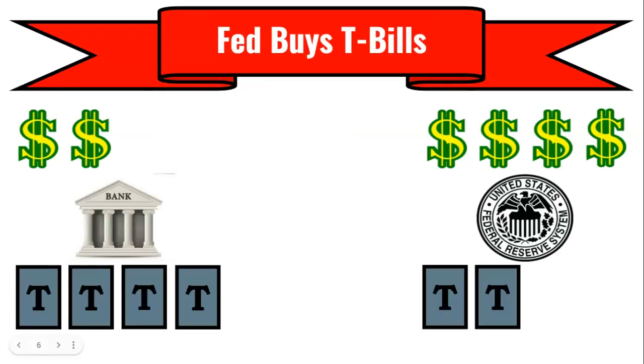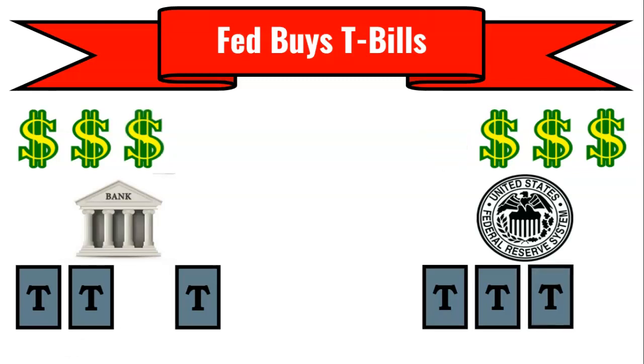If the Fed wants to buy T-bills from a bank, the Federal Reserve has to give the bank something in exchange. You roll up to a Chipotle and want to buy a burrito. They don't just hand it to you. You have to give them something of value. That something is money. So when the Fed wants to buy T-bills from the bank, the Federal Reserve will hand dollars to the bank, and the bank will hand the T-bill over to the Federal Reserve.